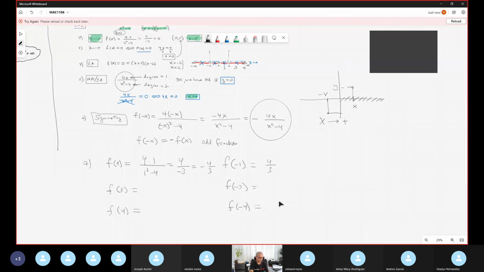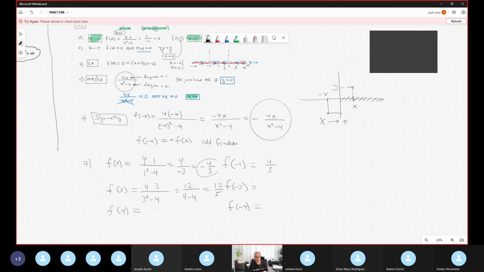Now evaluating 3: 4 times 3 over 3 squared, which is 9, minus 4. This is 12 over... 4 times 3 is 12, sorry. 9 minus 4, which is 5. It's 12 over 5. If you want to see it more clearly, you can convert this to a decimal approximation.